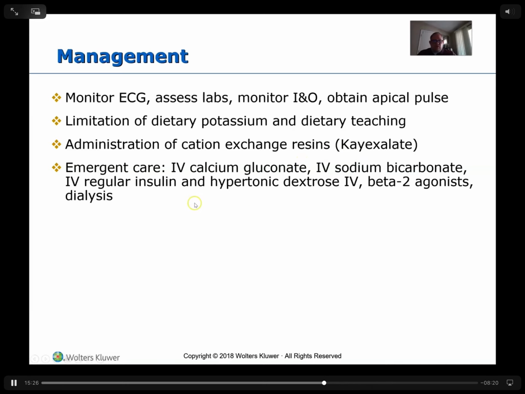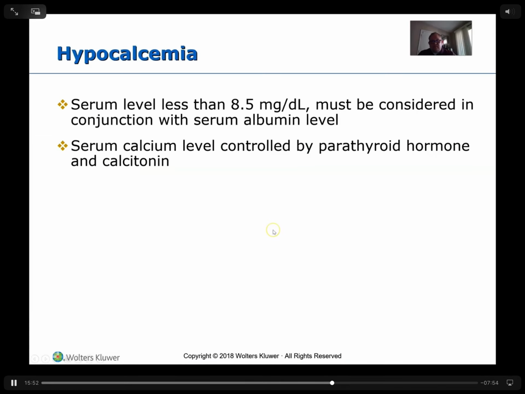And then for emergent care, you do have IV calcium gluconate, IV sodium bicarbonate, and IV regular insulin with hypertonic dextrose. One thing is that potassium follows insulin, or potassium follows glucose into the cells. So if you give a patient dextrose, you can give them insulin, and that will drive the sugars into the cells, and then bring potassium into the cells as well.